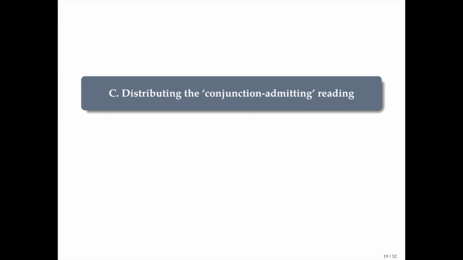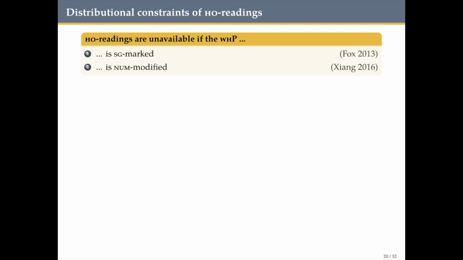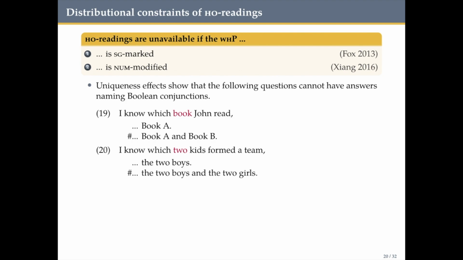Part C. Distributing the conjunction at the median reading. Higher-order readings seem to be unavailable if the which-phrase is singular marked or numeral modified. As in 19 and 20, uniqueness effects show that those questions cannot have answers naming Boolean conjunctions. It is incoherent to say, I know which book John read, book A and book B. It's incoherent to say, I know which two kids form the team, the two boys and two girls.